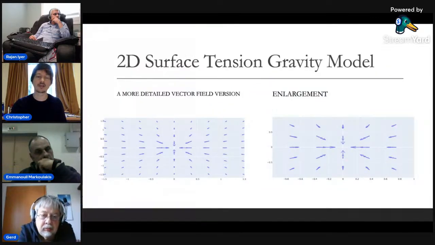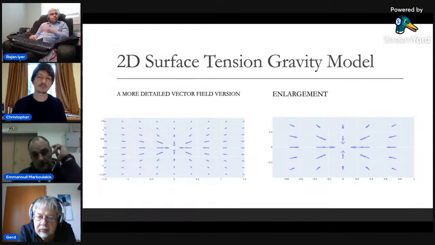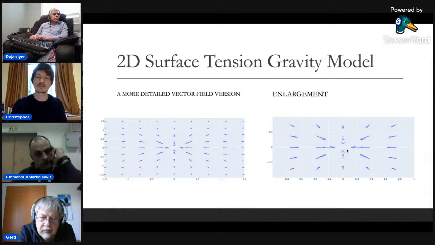These are just more detailed graphs of the previous one using a slightly different display method and an enlargement. Although we see in this case that there is no null vector. So that's a bit strange.